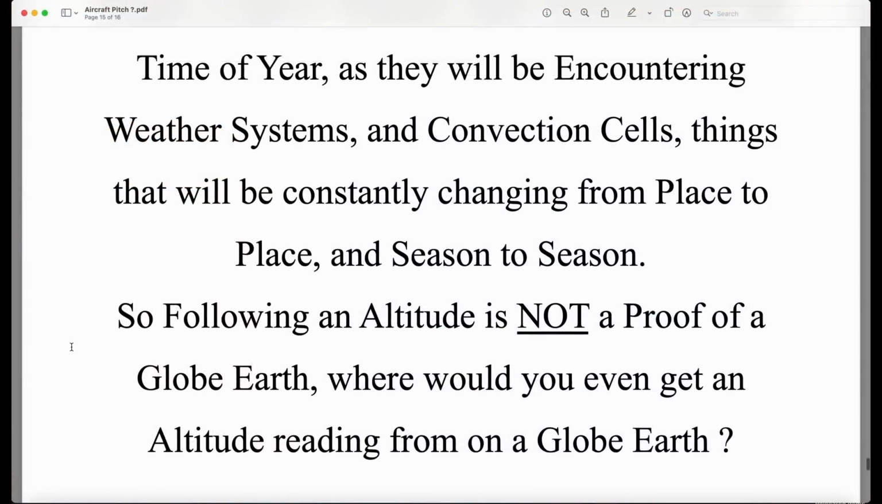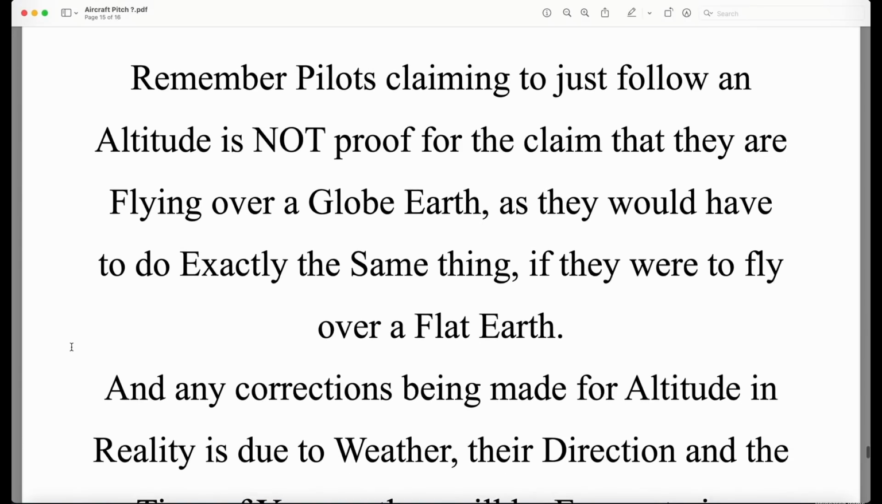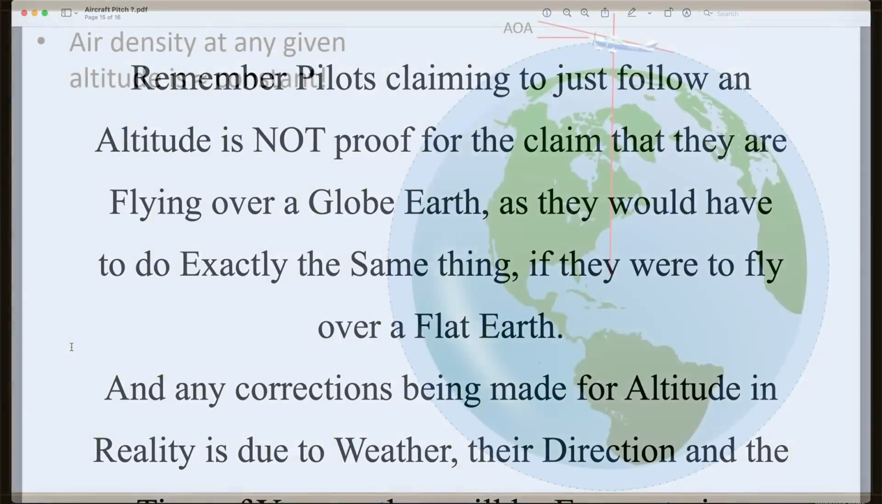Anyway, so the point here is that a lot of pilots will say, well, I just follow an altitude and that brings me around the globe. No, that's not how it works. Excuse me. My throat is dry from talking. So that's not how it works. You can't follow an altitude but not pitch down.